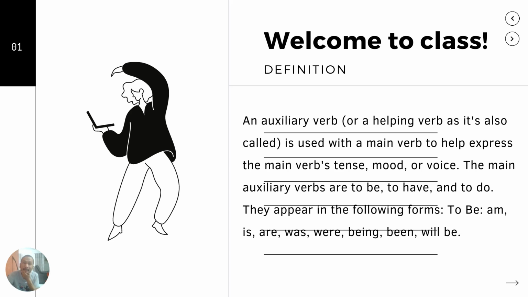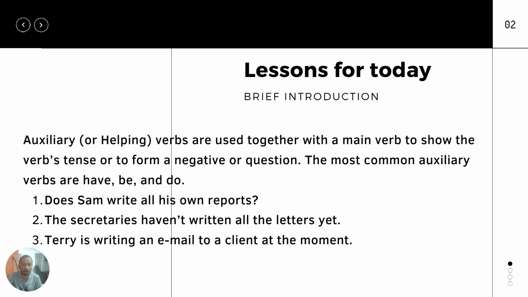First, there is the definition. An auxiliary verb or helping verb, as it's also called, is used with the main verb to help express the main verb's tense, mood, or voice. The main auxiliary verbs are to be, to have, and to do. They appear in the following forms: to be, am, is, are, was, were, being, been, and will be. But we are going to concentrate on am, is, and are only.